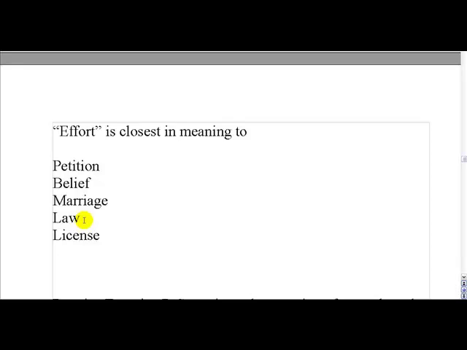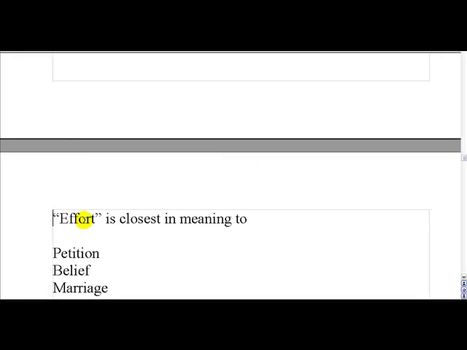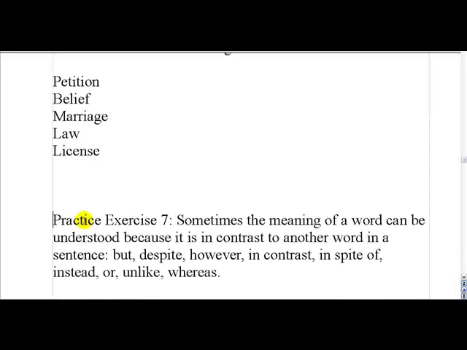Kind of tricky stuff, but I think petition is going to be the best answer, because petition is kind of like requests, and it looks like the gay couples are applying for marriage licenses. They're asking to get these licenses. They're asking courts, and they're taking other legal steps. They're making requests to give their marriages more legitimacy. So I think request, petition, and efforts are all kind of similar based on the context of that particular reading passage.